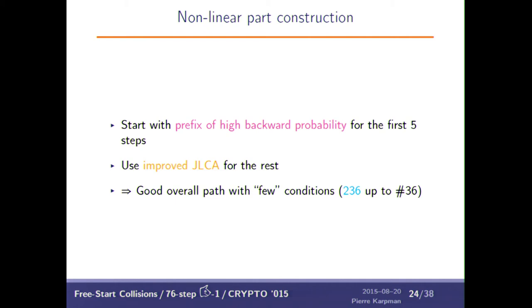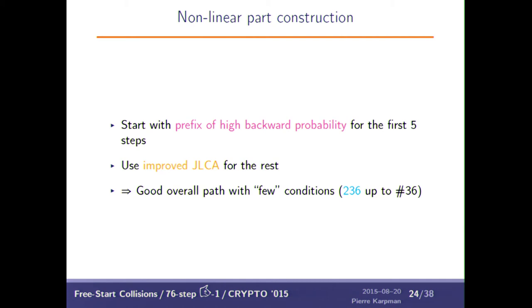Okay, so next step is the nonlinear part. To do this, we did it sort of in two parts. Well, the first one is easy, actually. You just want to find a good prefix with very few differences for the early part. So this is what I said would be the backward propagation. At the beginning of the computation, we want something of really high probability, and especially high backward probability. So we want to find this first, and then we're going to use the standard way, even though we improved it, of constructing the nonlinear part to bridge it with the linear part. To do this, we use mostly the improved joint local collision analysis, which comes from Stevens' paper at Eurocrypt.